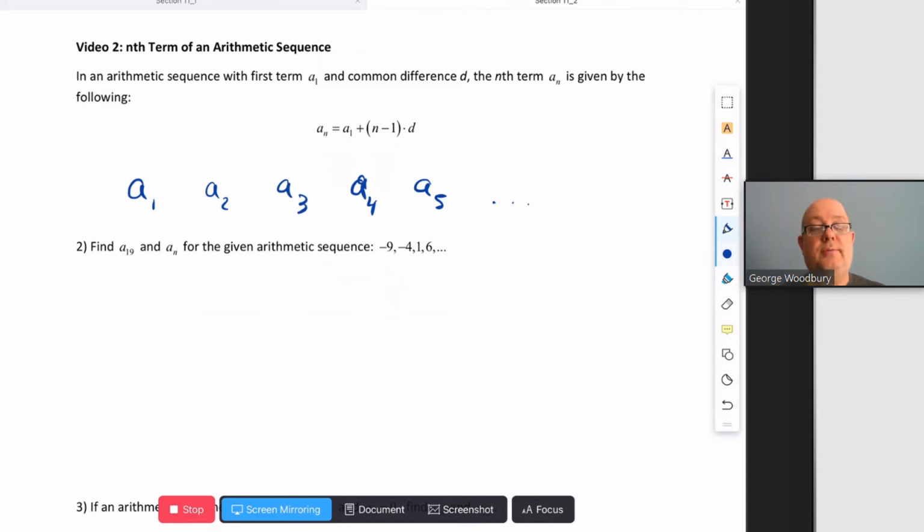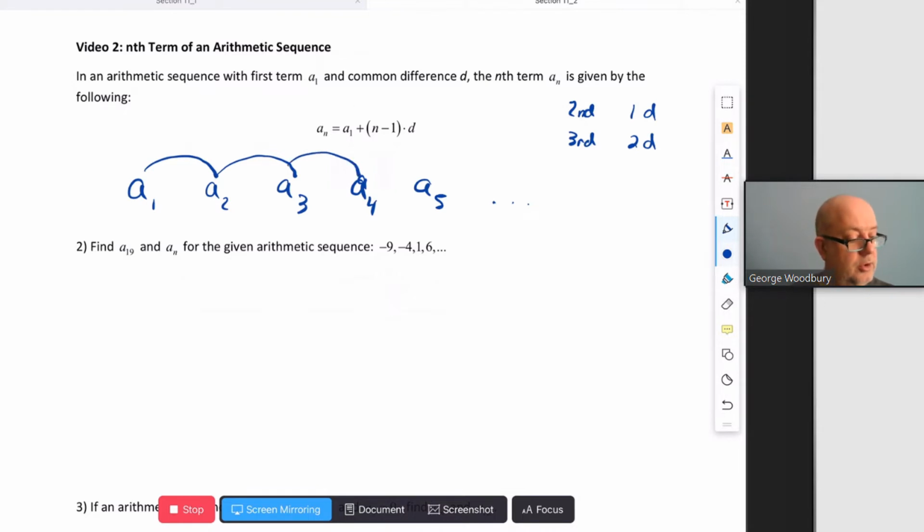To go from the first term to the second term, that's adding one difference. So the second term has one difference. To get to the third term, that's two steps. So the third term, we're using two of those differences. The fourth term, we use three differences, and so on. So if we're looking for the nth term, we add n minus 1 of those differences to the first term.